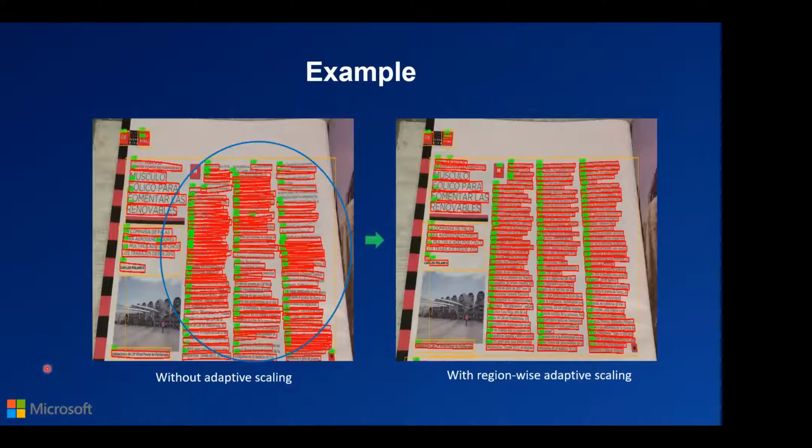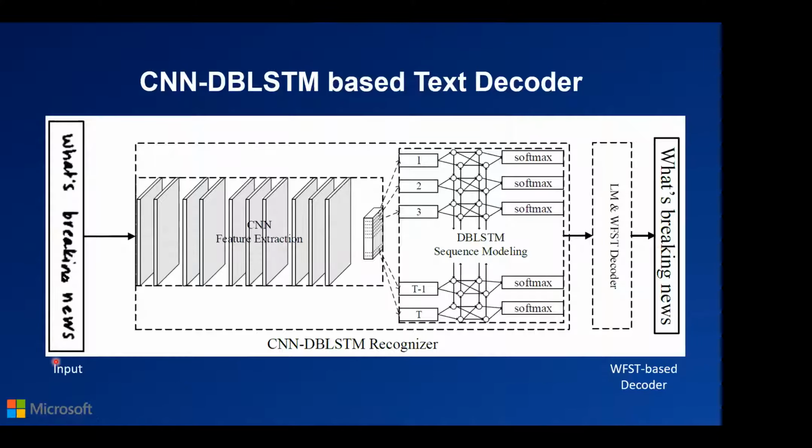Here's an example after the adaptive scaling. So once the text lines are detected, these text lines are normalized into a rectangular shape where the height is usually fixed, and then the width of the image is going to depend on the text line, how many characters or words are in the text line. So it's a variable length input image. And so the idea of the text decoder is to decode this image into real text.